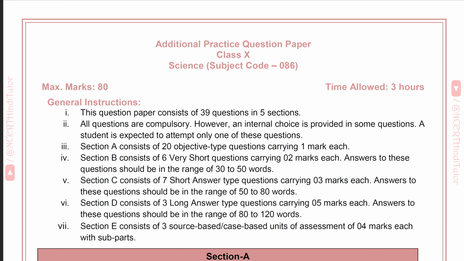I am Vaibhav, your guide through the academic maze, and today we are diving into the second set of CBSE Science sample paper for the upcoming board exams.